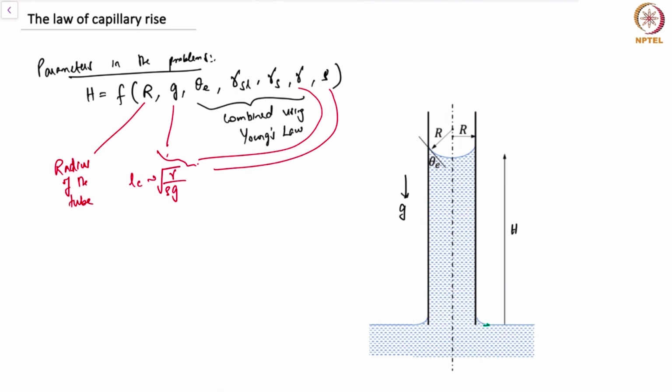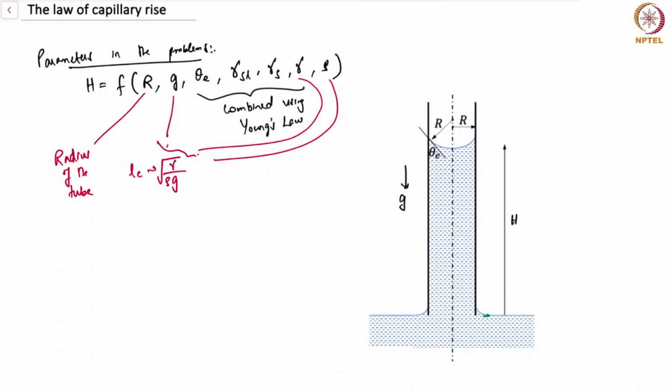So if the radius of the tube is much smaller than the capillary length, then surface tension dominates and the fluid can rise to a great height. And if the radius of the tube is comparable to or much larger than the capillary length, then gravitational effects dominate and gravity tends to pull the column of fluid inside the tube down, and therefore the height would be very low. So even without doing a detailed analysis, let's apply our intuition to look at what the expression for the height will be. Now we know that the driving force for this problem is surface tension.